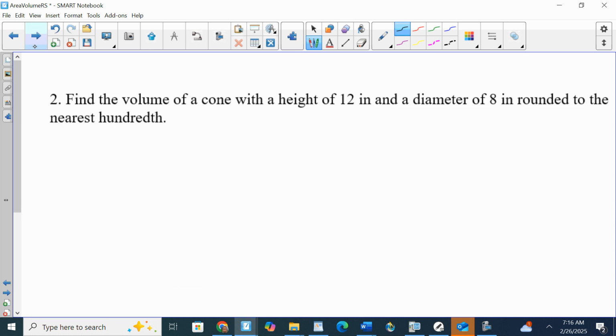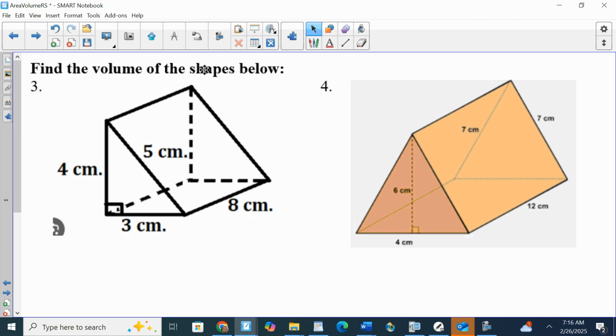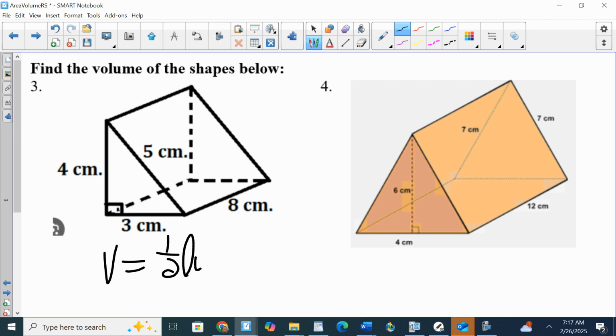I gave you different shapes here. I'm not going to go over every single shape. We'll incorporate some of them into other types of problems. Here I have a triangular prism. Well, triangular prism is 1/2 length times width times height. The length and the width are the length and the width of the rectangle, and then the height is straight up from there. That would be the 4.